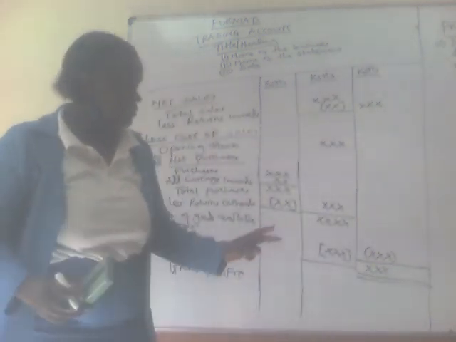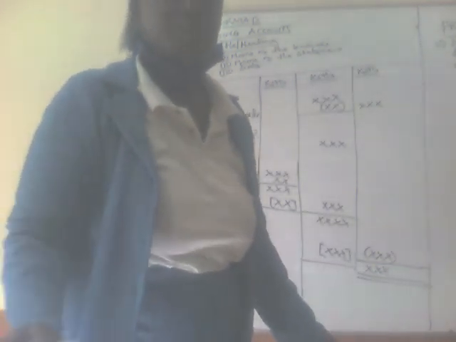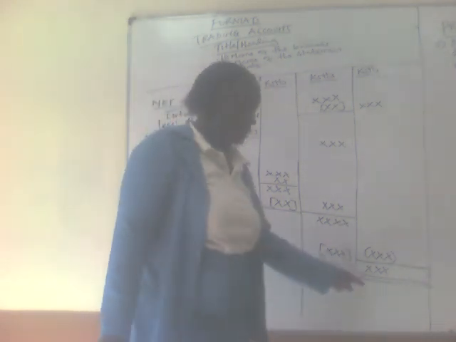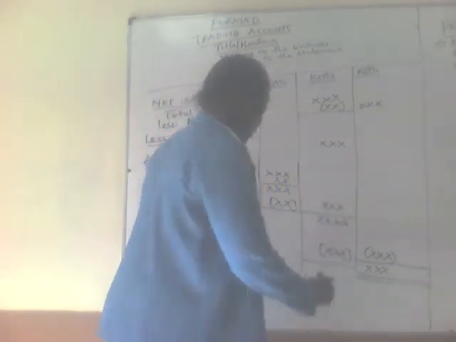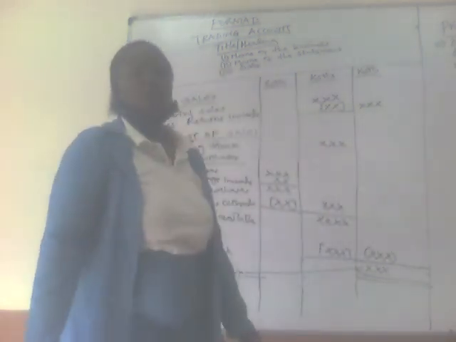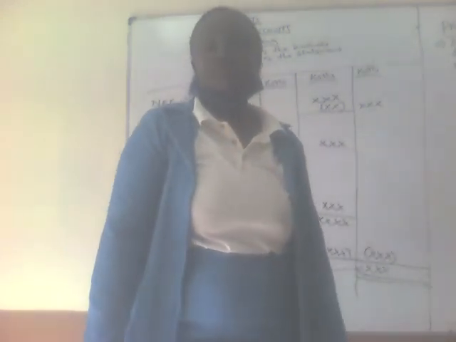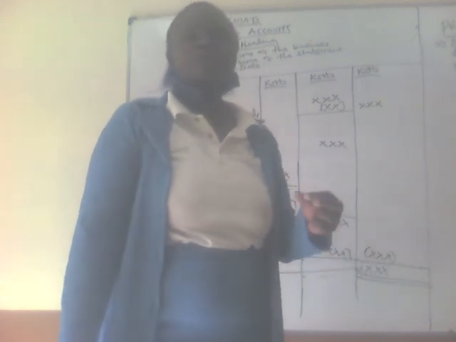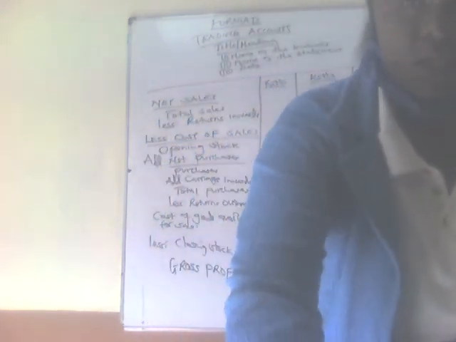So if you are supposed to prepare only the trading account, you double underline, meaning now you have got a gross profit. So you double underline. But if you are supposed to come up with the full income statement, meaning the trading, profit and loss account, you cannot double underline. So make sure you double underline if you are expected to prepare only the trading account.